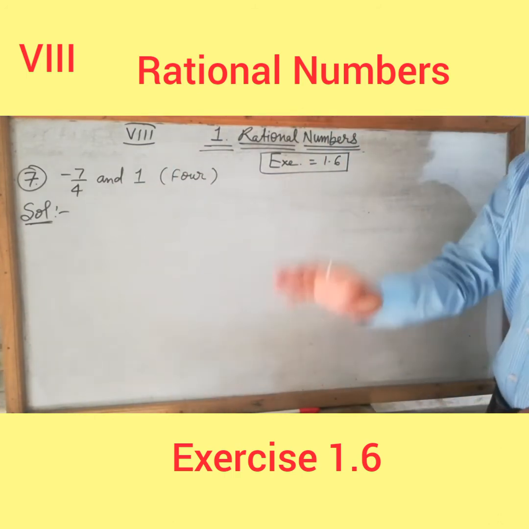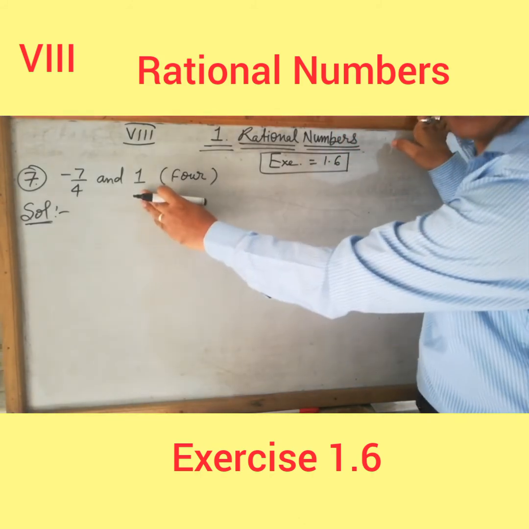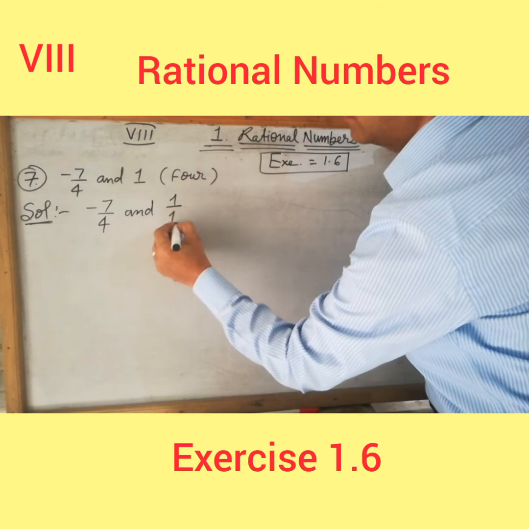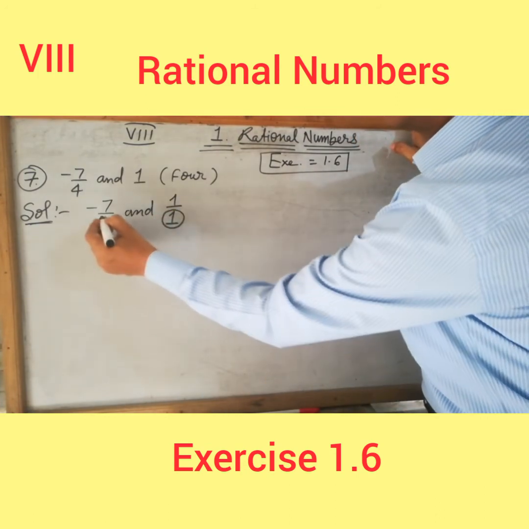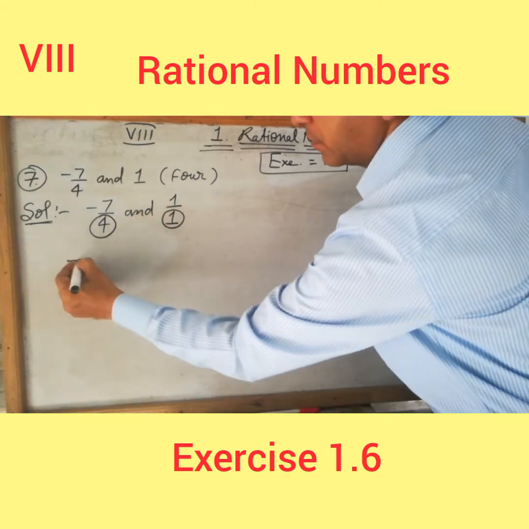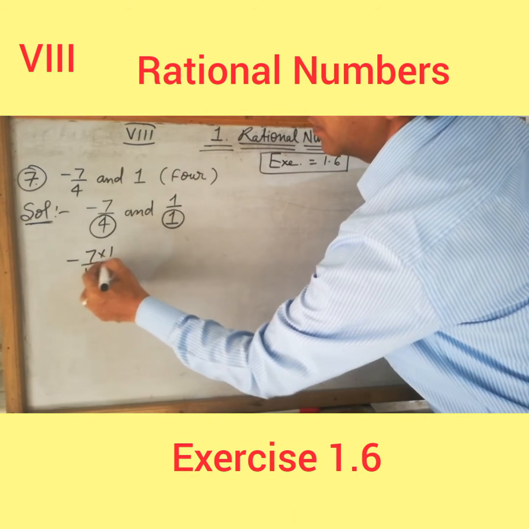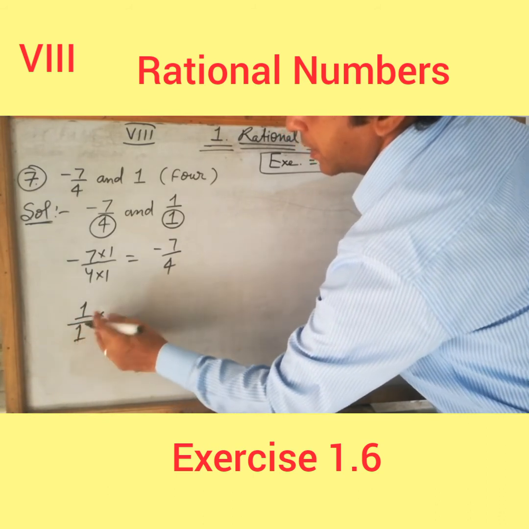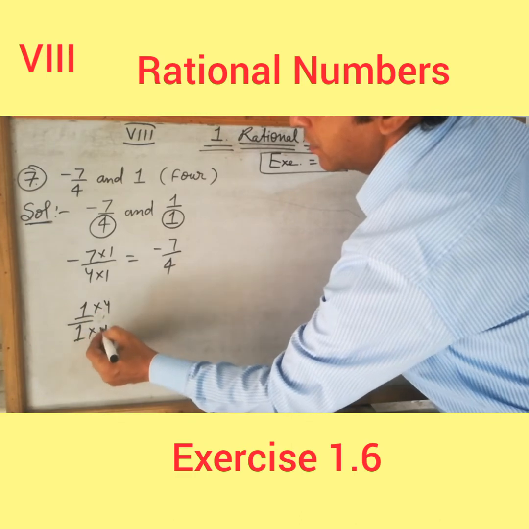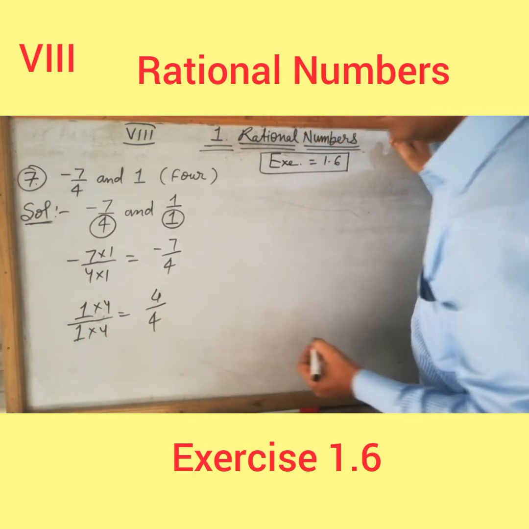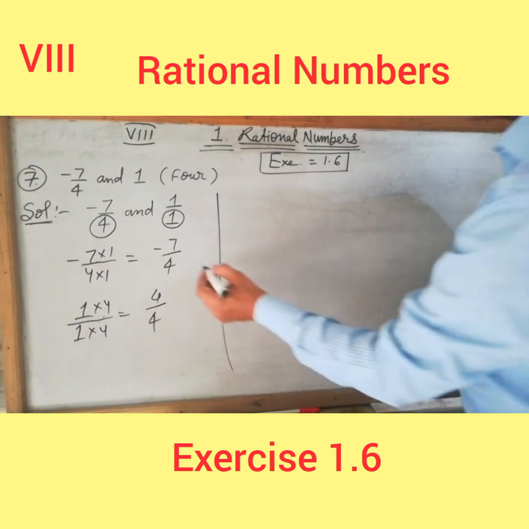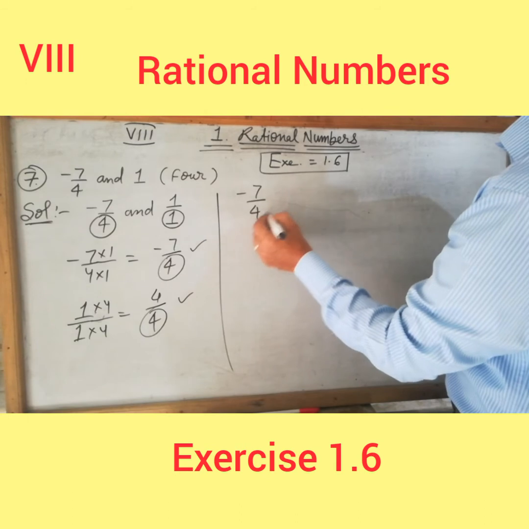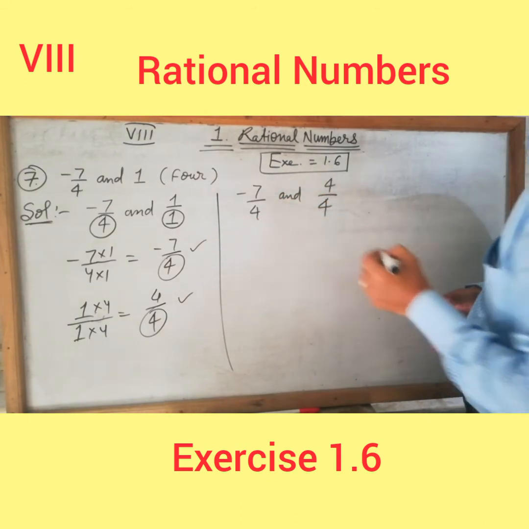Okay, so same method. First we make the denominator the same, that is minus 7 upon 4 and 1 upon 1. So what will we do? It should be the same denominator. So your numbers become minus 7 upon 4, multiplied by 1, and 1 upon 1 multiplied by 4. So your number becomes 4 upon 4. Clear? So what are the 2 numbers? These and these. Now check, the denominator becomes the same. So minus 7 upon 4 and 4 upon 4.